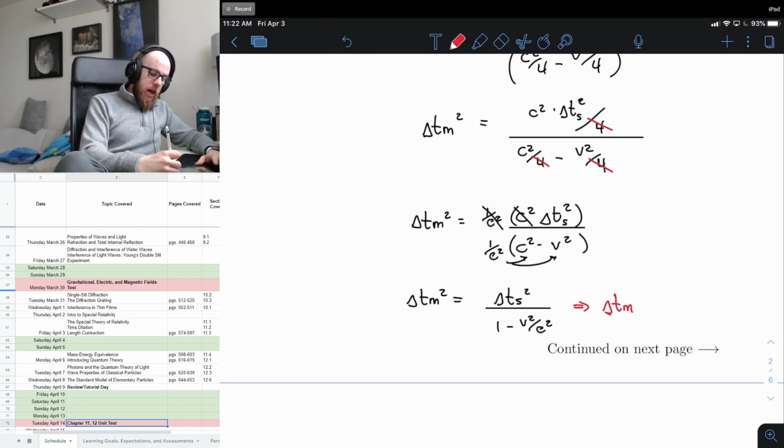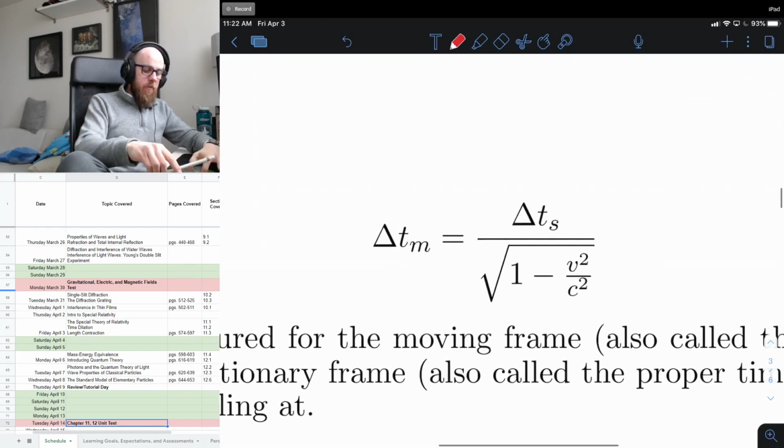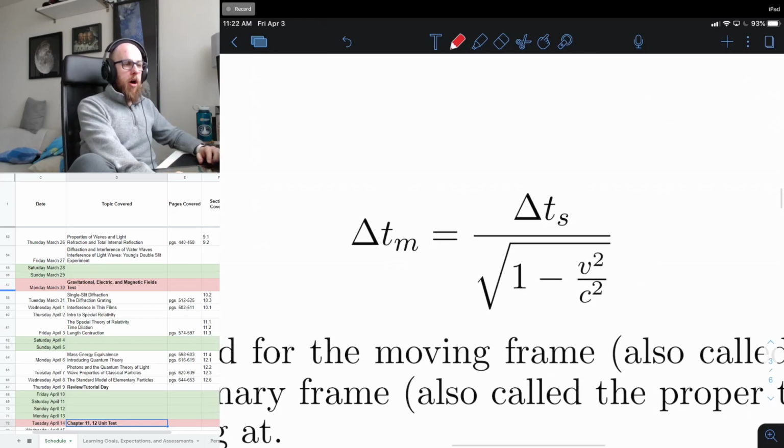So I get delta Tm is equal to, if I just take the square root of both sides, delta Ts over the square root of 1 minus v squared over c squared. And that is the important takeaway formula there, okay? So I'll take a quick pause, and if you guys have any questions, let me know.